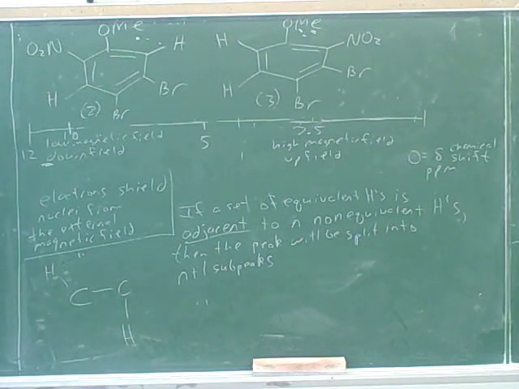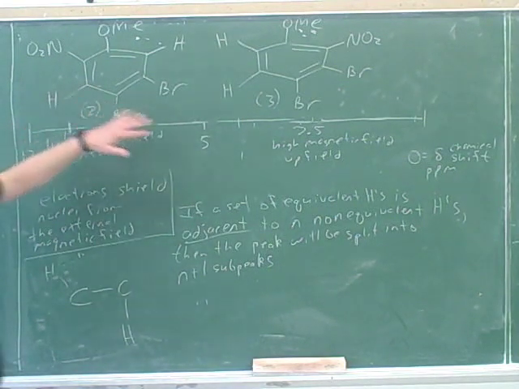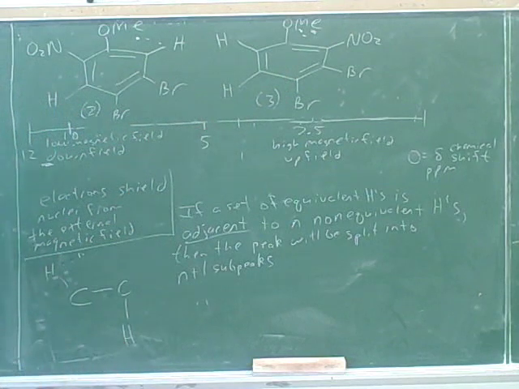How would we predict that the proton NMR, if it's this compound, would look different from the proton NMR for this compound? What would be the difference between the two proton NMRs for the two compounds? There might be more than one difference, but what's the easiest difference?